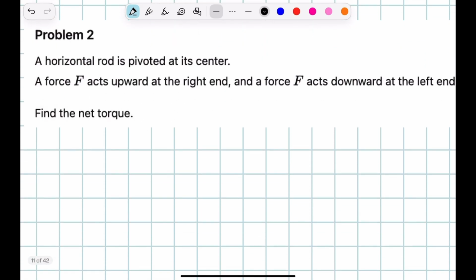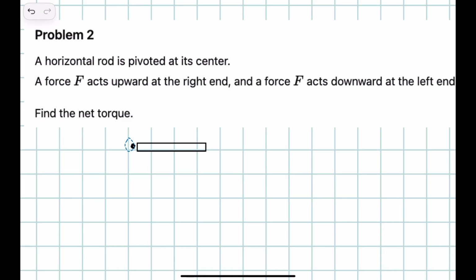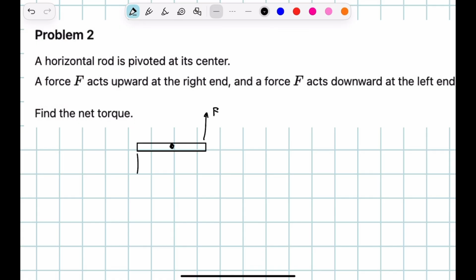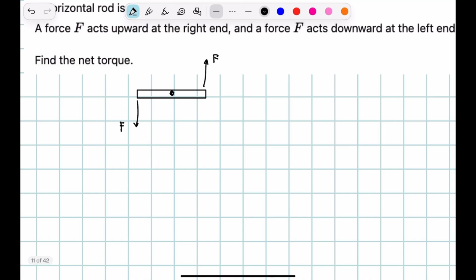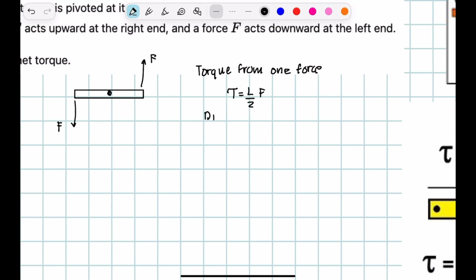A horizontal rod is pivoted at its center. A force F acts upward at the right end and a force F acts downward on the left end. That's the pivot. The pivot's actually at the center. So F goes up at the right end, and F goes down on the left end. You want to find the net torque. So the torque from one force is just going to equal tau is equal to L over 2 times F. Now the direction is the same, caused by both forces.